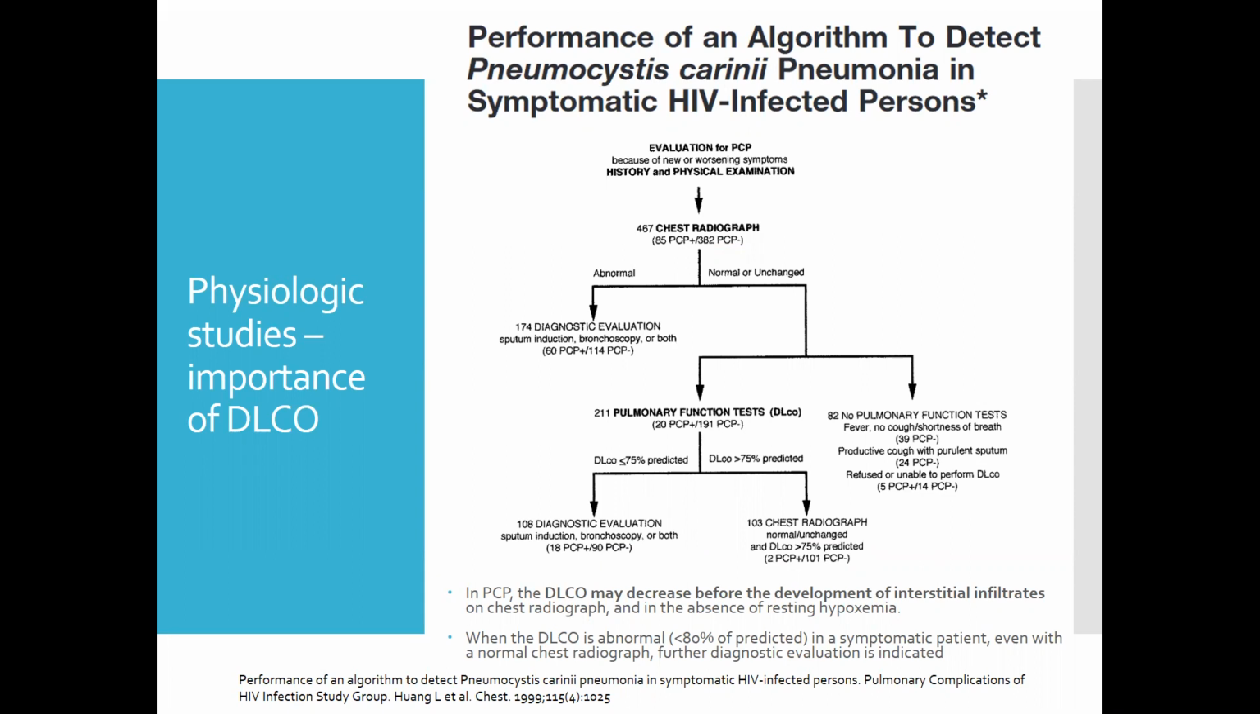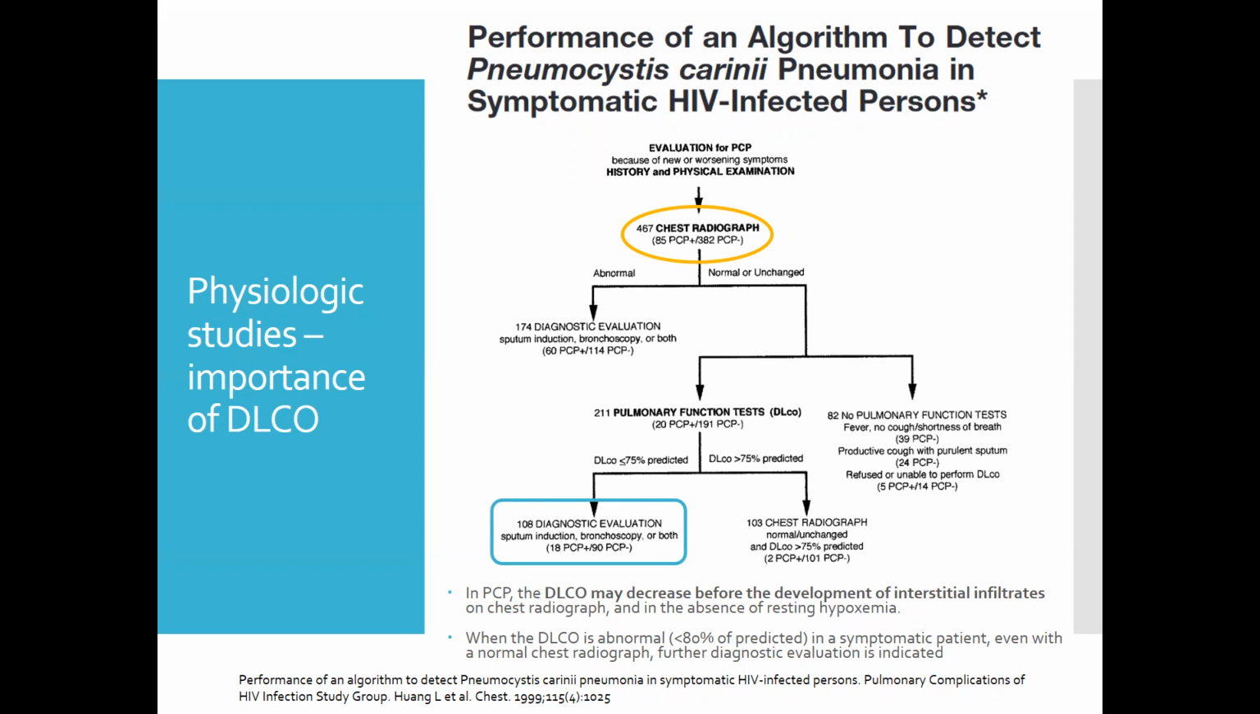This study is also a little old. Back in '99, they used an algorithmic approach. What they did was, patients who had clinical signs and symptoms of PCP got a chest X-ray, and the patients who had a negative chest X-ray had diffusion capacities performed. And patients who had low diffusion, that is less than 75%, underwent further diagnostic evaluation with sputum induction and bronchoscopy.